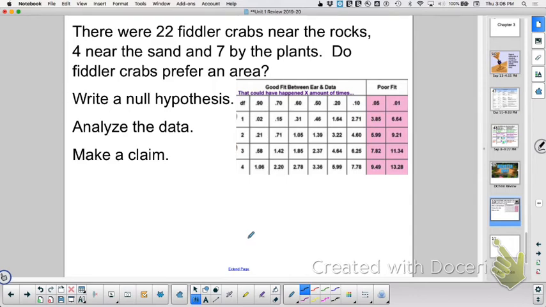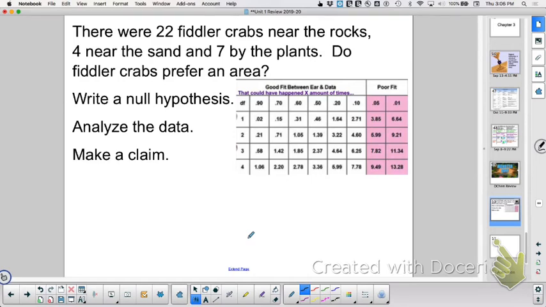There are 22 fiddler crabs near the rocks, 4 near the sand, and 7 are by the plants. Do fiddler crabs prefer an area? That's what I'm trying to understand. Now, if I was going to write a research hypothesis, I might say, if fiddler crabs have a choice, then they would like to be near the rocks because there's probably more food there, right?